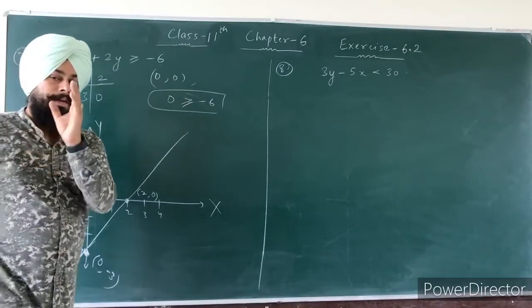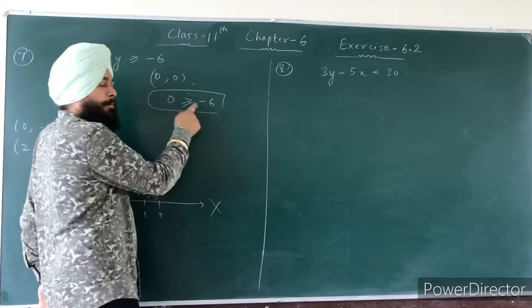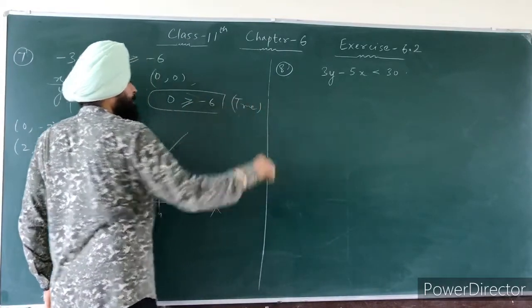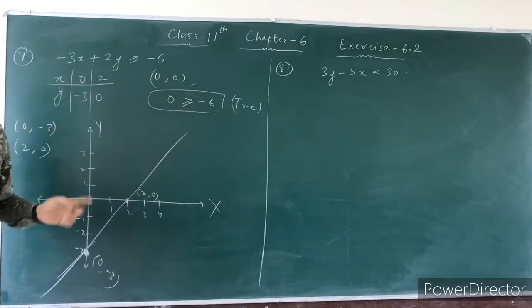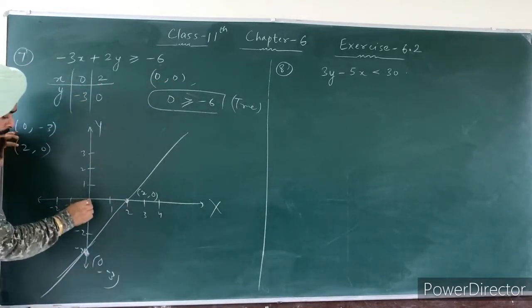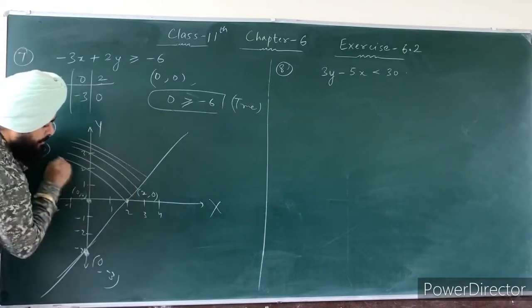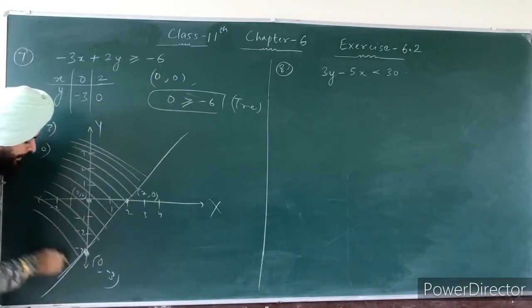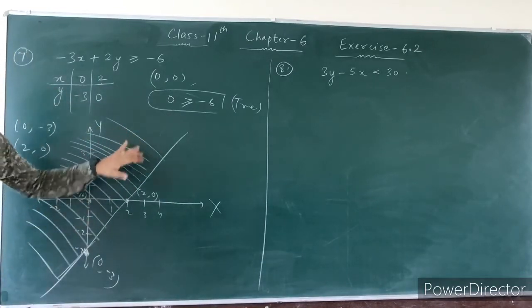ठीक है, तो minus 6 number line में 0 के left side पे lie करूँगा. That's why 0 is greater than minus 6. The statement is true. अब statement true, then we include this 0, 0 point in the shaded region. So the point 0, 0 lies on the region. So you can shade here. You see, the left side is okay. You can include this 0, 0 point in the shaded portion.